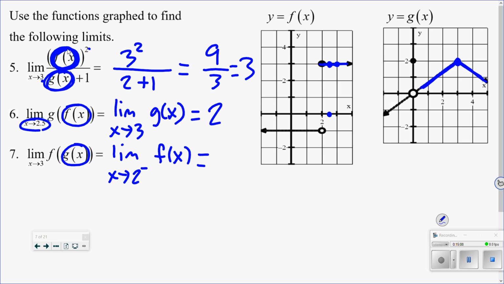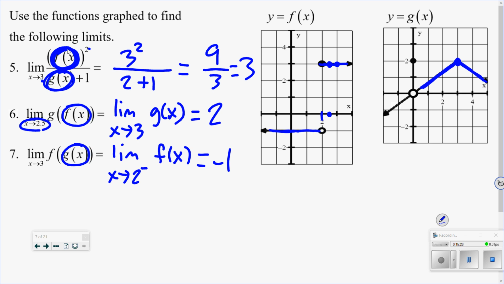Okay, now I just have to come over to this graph and figure that out. So as I approach 2, 2's right here, but I'm coming from the left side, right? Numbers smaller than, I'm going to get numbers smaller than 2. My y value is getting closer to -1. And that's our answers right there. So those compositions can get a little bit tricky. Just try to think them through.